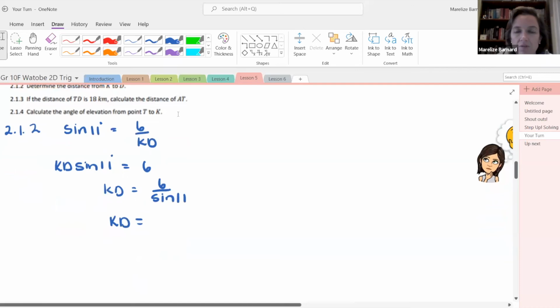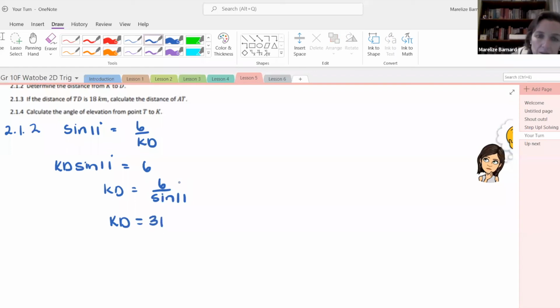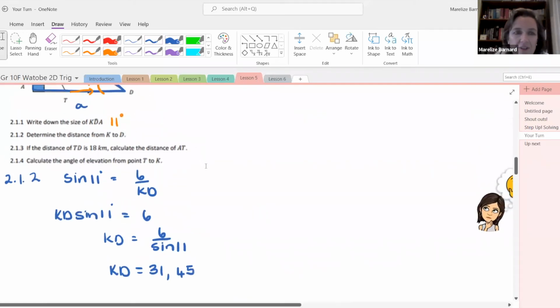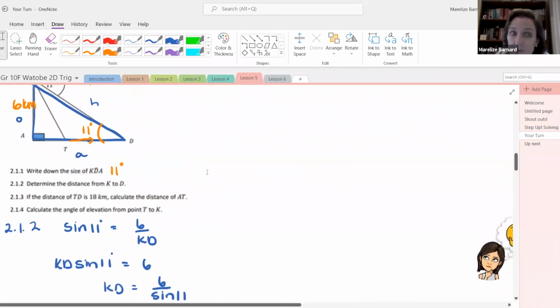Okay, we're working to 2 decimal places. 6 divided by sine of 11 gives me 31,45. Okay, good stuff. Lots of you got that one right. Now, this is where we're really going to need our thinking cap. So have your thinking cap ready.